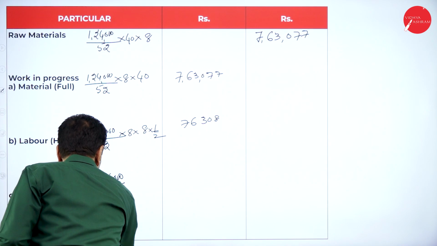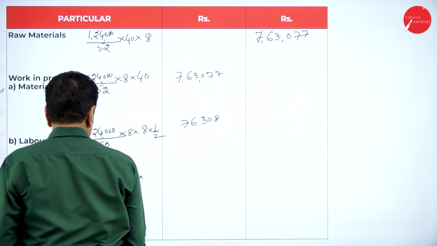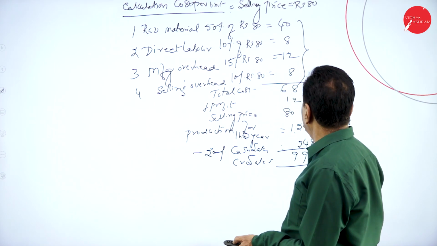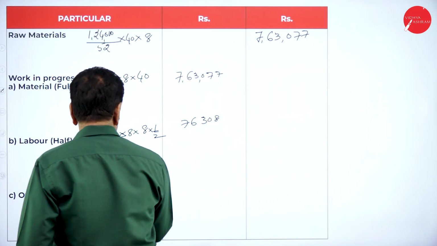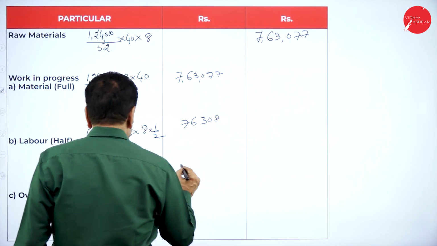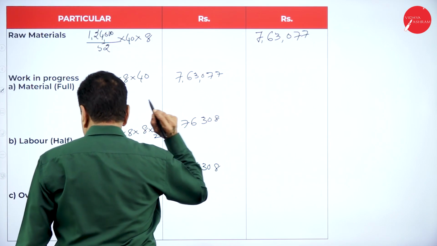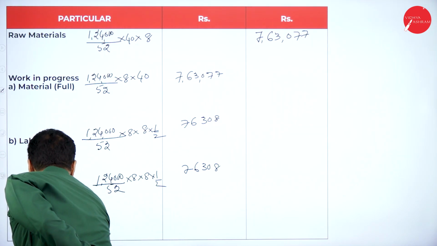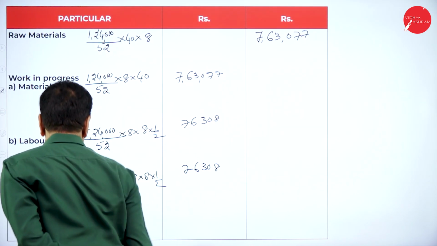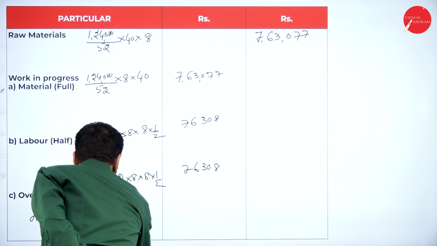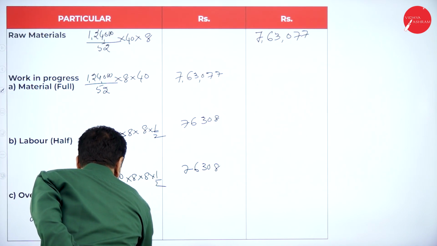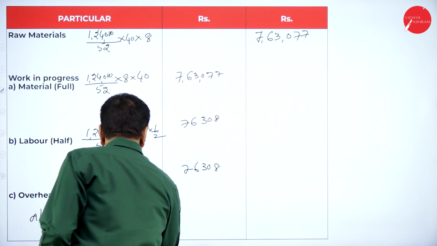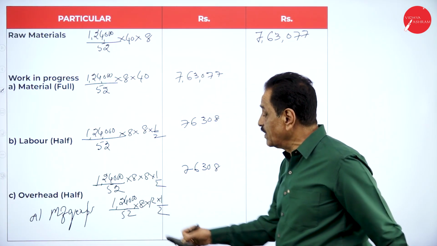Overhead: 1,24,000 divided by 52 into 8 weeks into overhead. Selling overhead 8 rupees, 8 weeks, 8 into half, say 76,308. Then manufacturing expenses: 1,24,000 divided by 52 into 8 weeks into 12, into half.